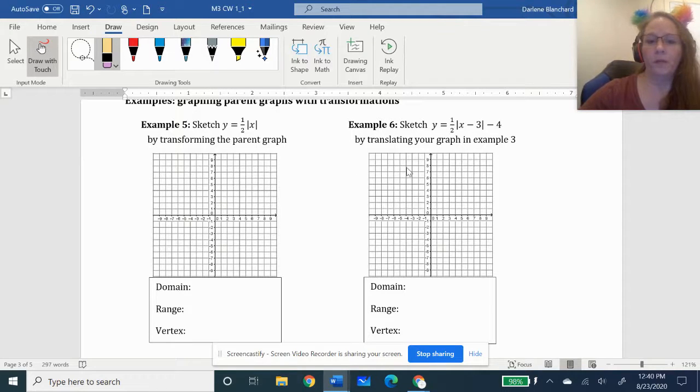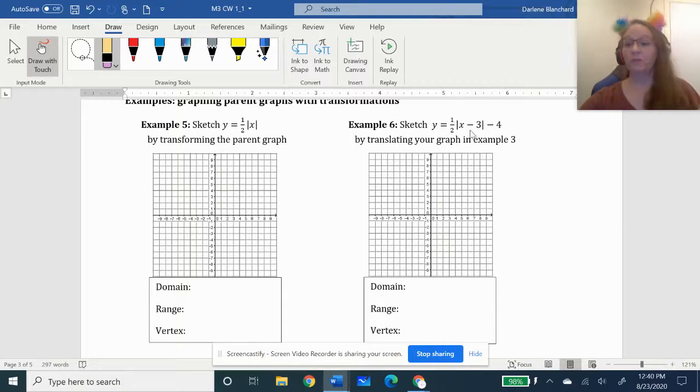Now, for example 6, what I've done is I've taken from the point where you've already multiplied by 1/2. Now you are going to shift the graph and you're translating it. If you remember from a long time ago, when you subtract 3 from x, you're actually moving it right 3. Anything that happens with the x affects it horizontally, but it does the exact opposite operation.